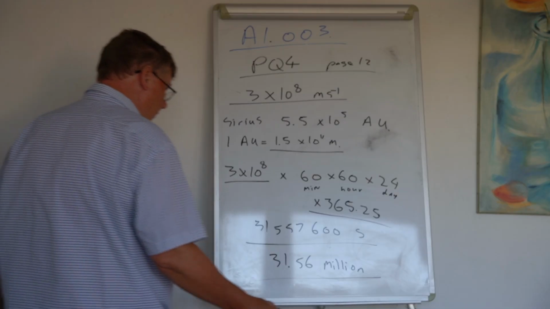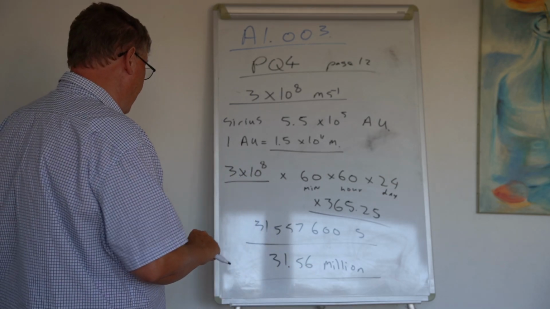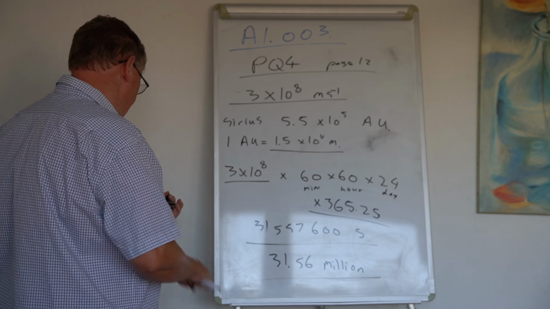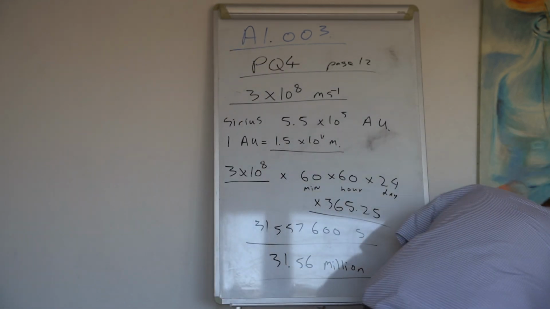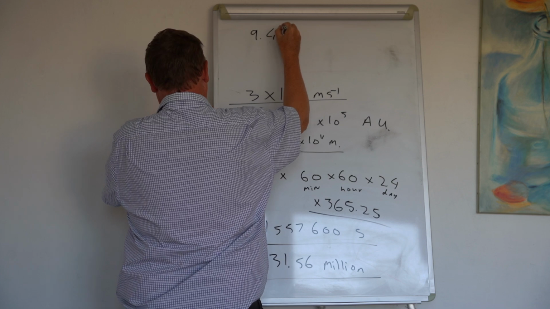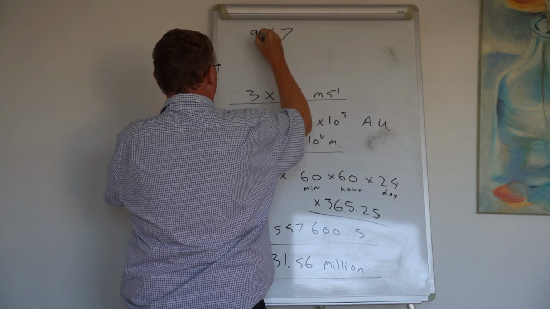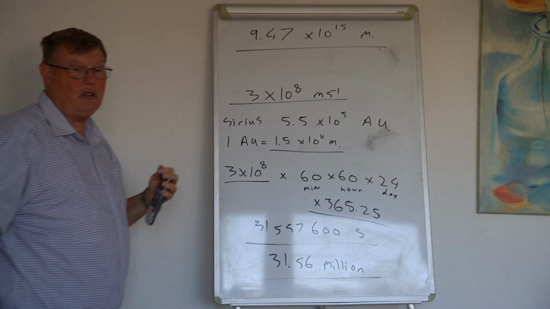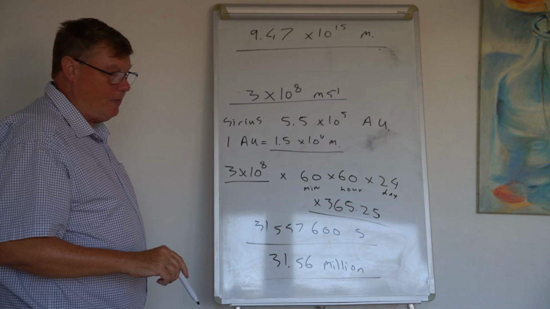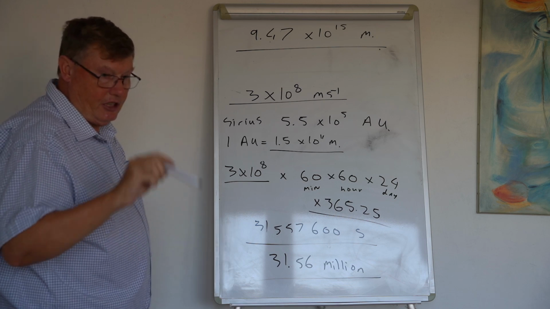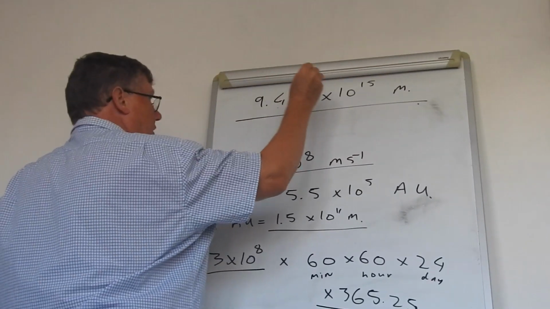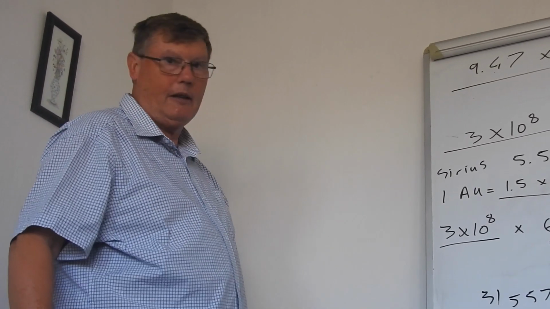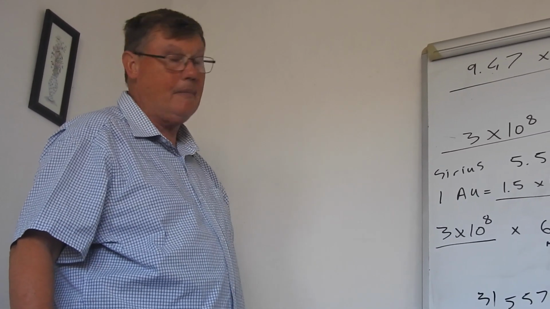So all we have to do now is multiply 31.56 million by 3 times 10 to the 8. And we get this number. Oh, I've got no room on the board. 9.47, rounded, times 10 to the 15 meters. That's a number for you to remember. It's on your data sheet, I think, somewhere later on. The distance of a light year in meters is 9.47 times 10 to the 15. Or at least that's the number that I'm always using with kids when we do astronomy. 9.47 times 10 to the 15 meters.